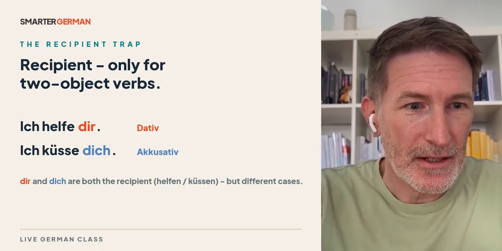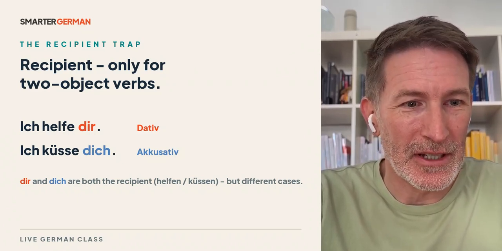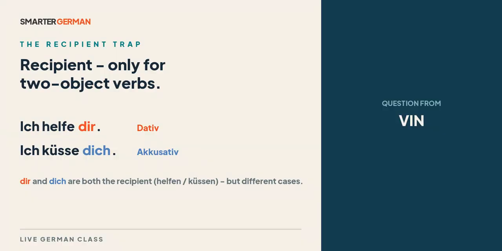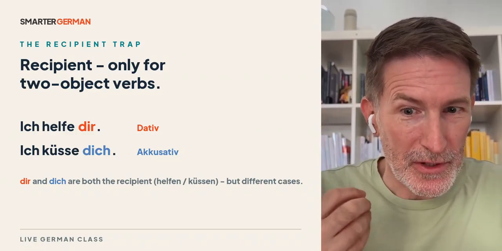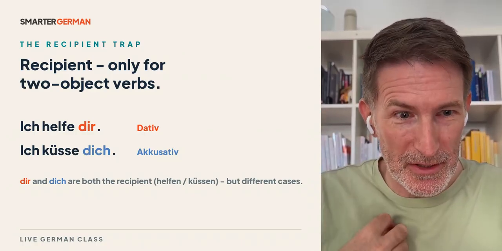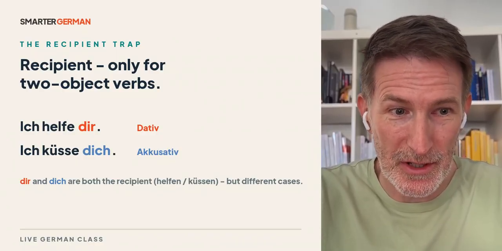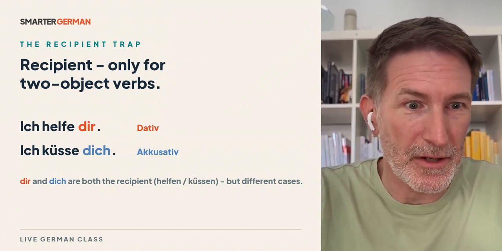ich helfe dir. Why is it dir here? Why is it the dative here? Any idea? So we need to know who we help. Good. So what people often think is, oh, dir is the recipient and therefore it is dative. Completely wrong here. Because if I say ich küsse, I'm kissing, how do I say I kiss my mother?